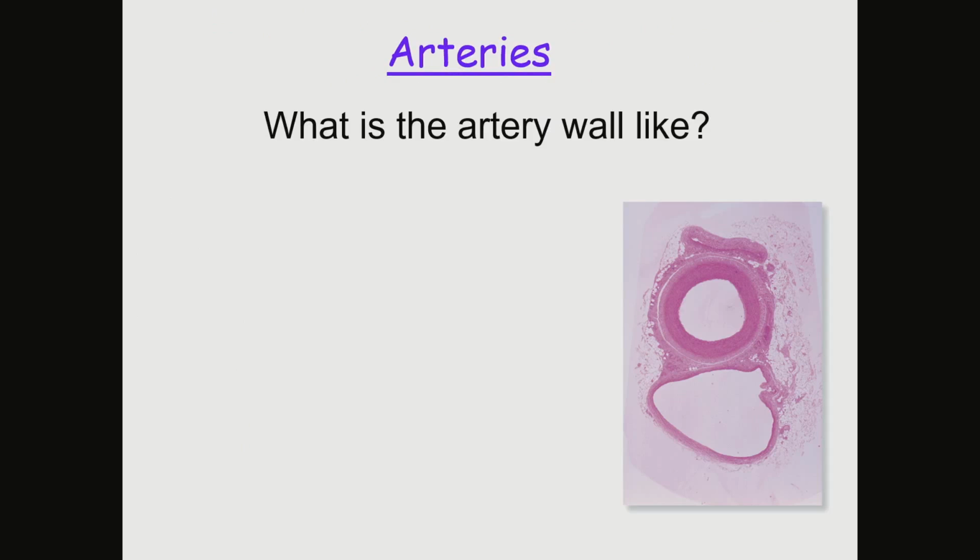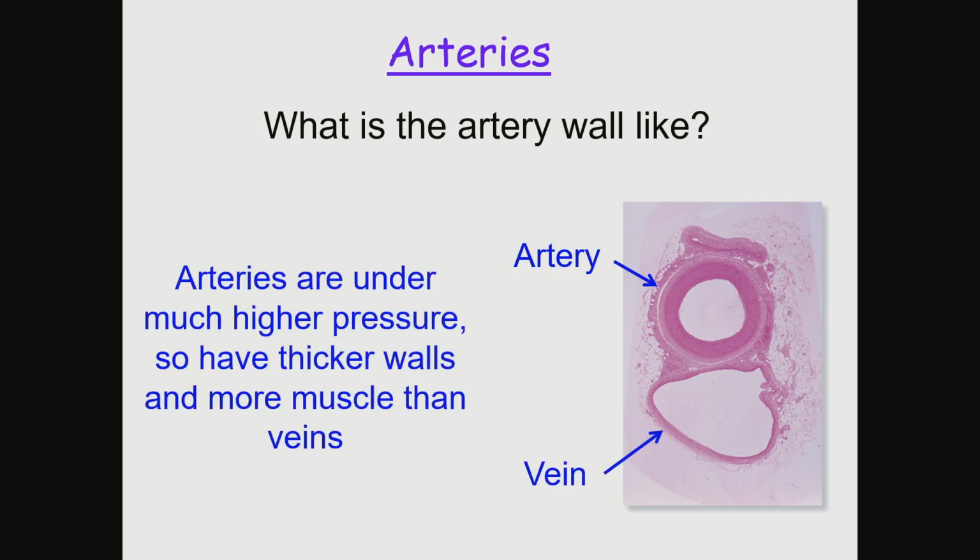Okay, so now we're going to look at arteries, and we're going to think about what the wall of an artery is like. You guys, I know, hopefully are familiar with this. So there's an artery, there's a vein, okay? And we know that arteries are under really high pressure, and so they have thicker walls, and it's not connective tissue that is thicker that helps it withstand the pressure. It is our layer of smooth muscle, okay? So remember that tunica media is really thick in arteries compared to veins, and that enables it to withstand that high pressure.